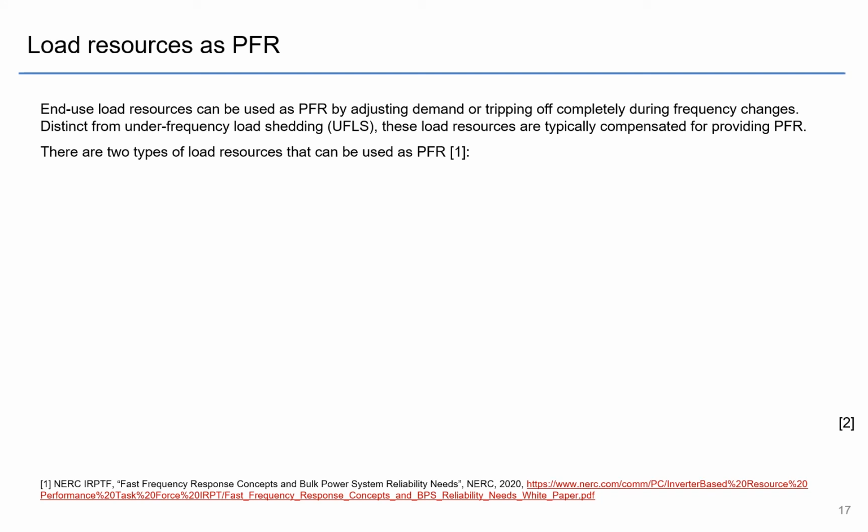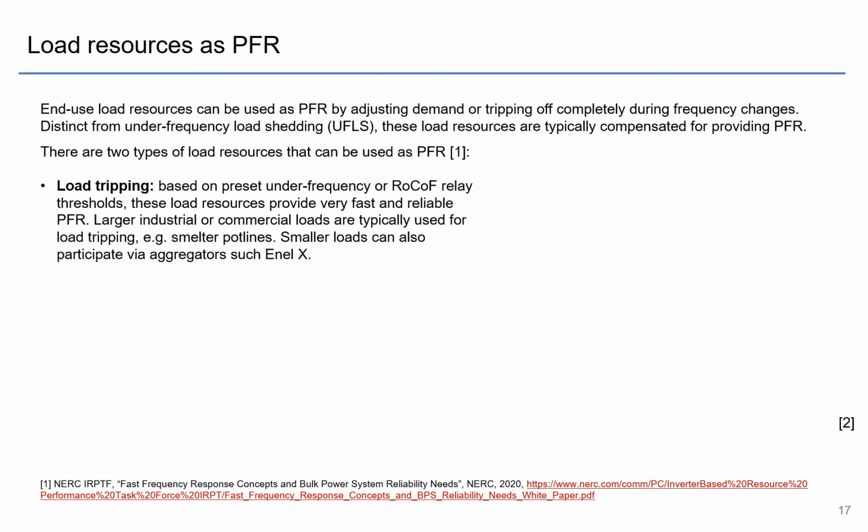There are two types of load resources that can be used as PFR. The first is load tripping, where the load is tripped off based on under-frequency or RoCoF relay thresholds, and this can only be used for under-frequency events, like a generation contingency. These load resources provide very fast and reliable PFR. Usually larger industrial or commercial loads are used in load tripping schemes, like smelter potlines, and smaller loads can also participate via aggregators, such as NLX.